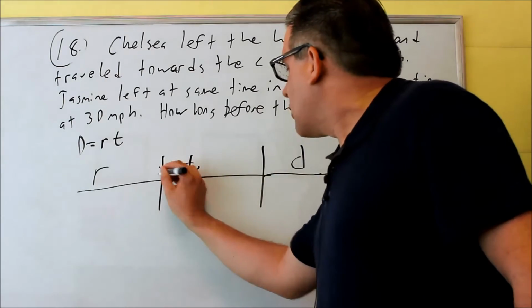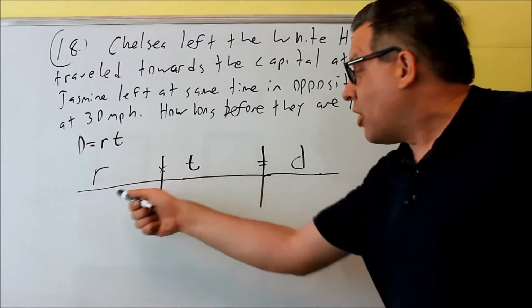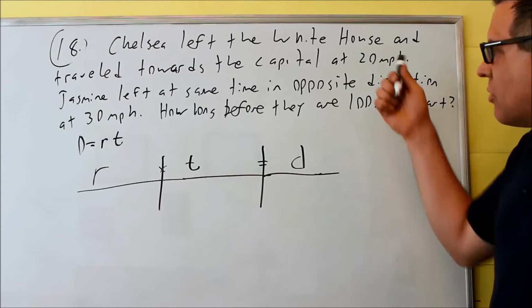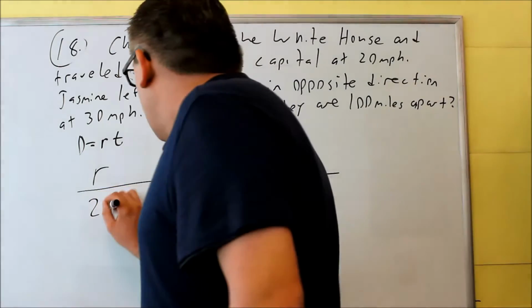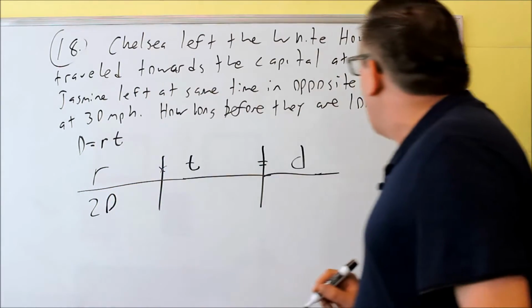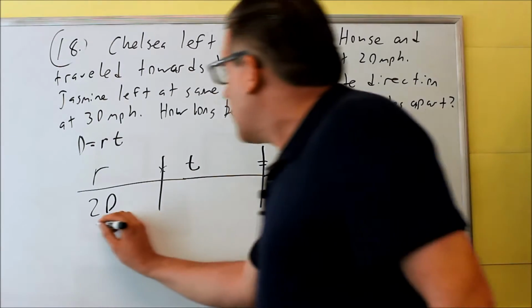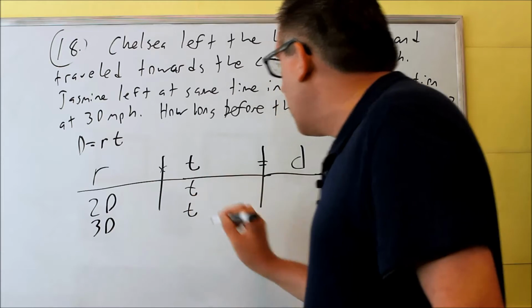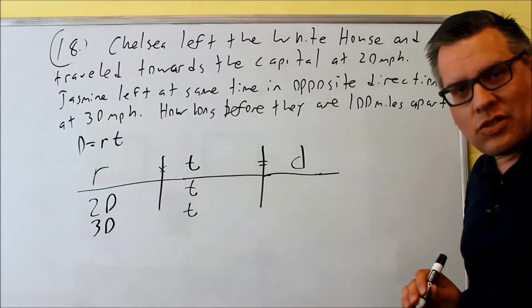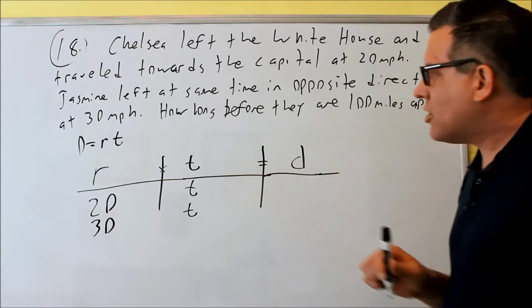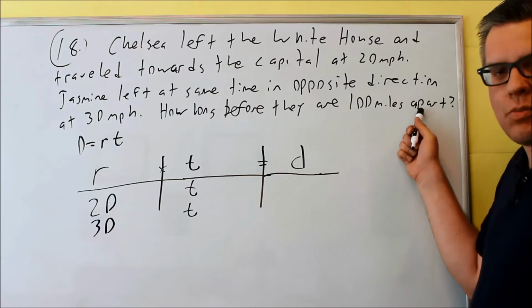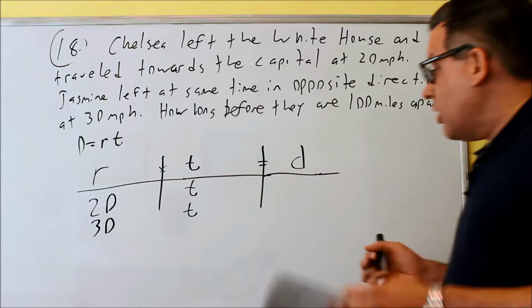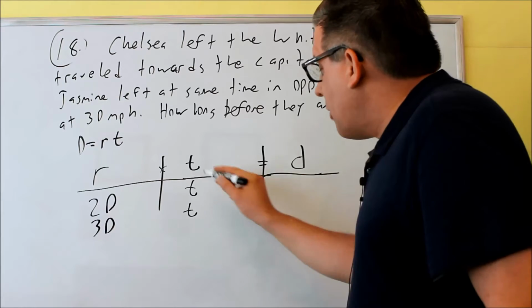I know that rate times time equals distance, so eventually I'll multiply these two columns together to get the answer over here on that side. Now what I'm told is two different rates. I got 20 miles per hour for Chelsea, and I have 30 miles an hour for Jasmine, and I have times for each one. Now the time's going to end up being the same in this case. I don't know how much time it takes. It says how long before they were 100 miles apart. So I don't know what the time is for each one. Okay, so I'm going to go ahead and put that in there.